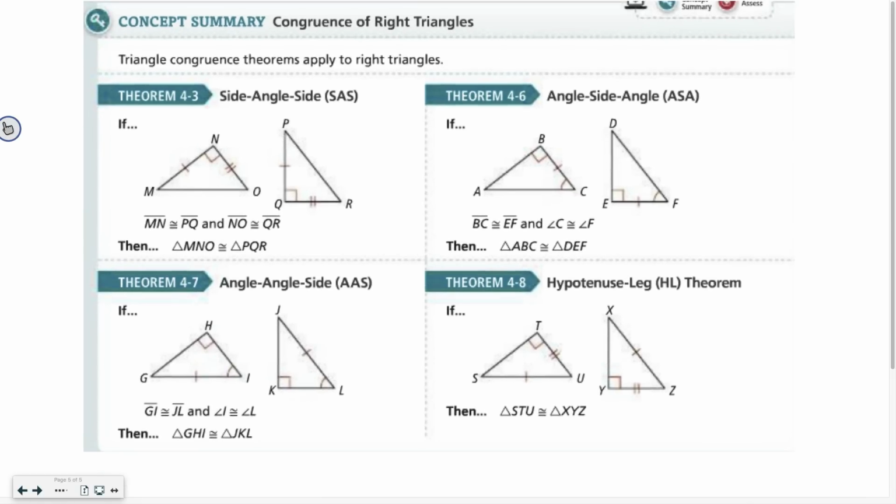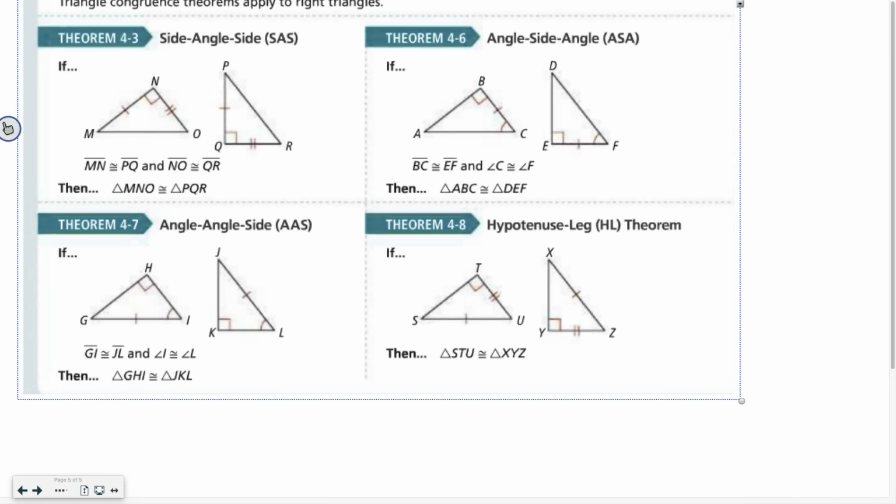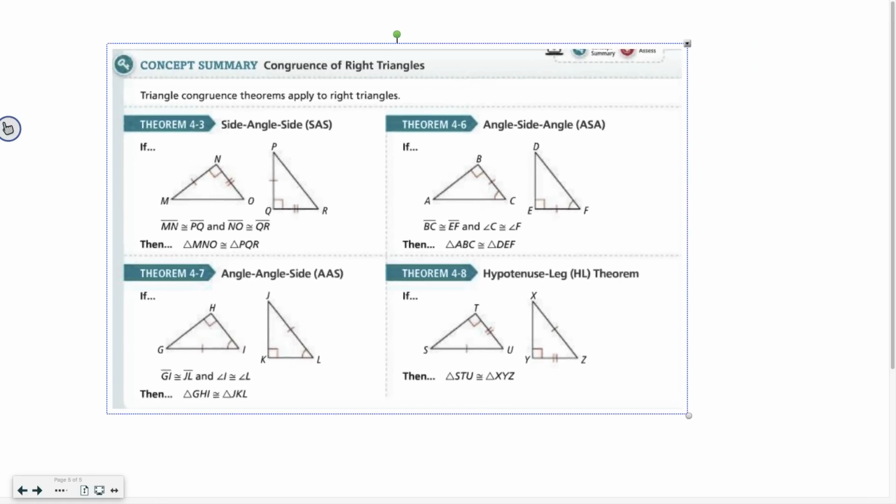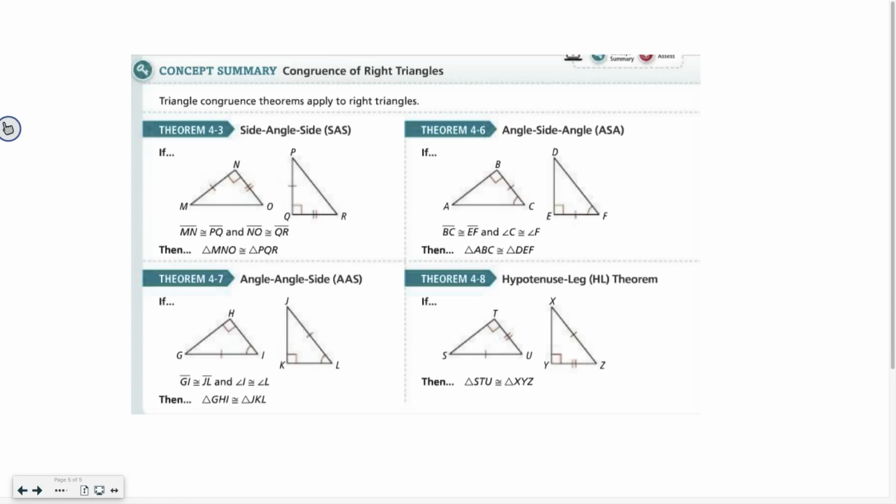Okay, so these are the main theorems that you've learned so far. You will want to make sure that you have these all memorized.